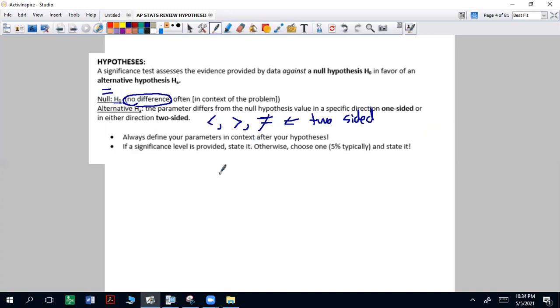So always define your parameters in context of your hypotheses. Again, I'm going to say context usually. And a significance level is provided or stated, but typically 5% is your default. So if it doesn't say 1%, use 5%. And ultimately, we're trying to see if we can reject the null and conclude that the alternative is correct. So our goal is always to try to conclude the alternative. That's the goal.